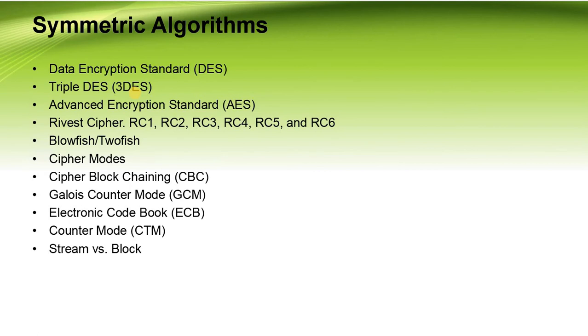Okay, and then Rivest Cipher: RC1, RC2, RC3, RC4, RC5, and RC6. First we will see RC4. RC is a general term for several ciphers, all designed by Ron Rivest. RC officially stands for Rivest Ciphers. So as you can see, RC1, 2, 3, 4, 5, 6.